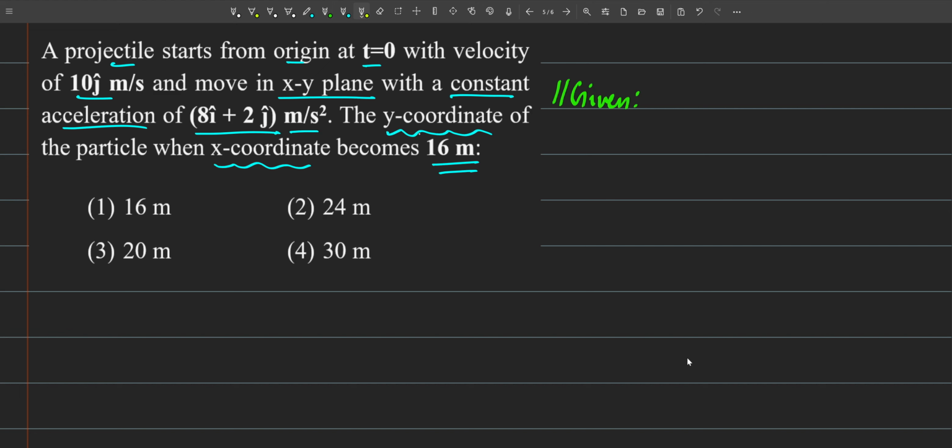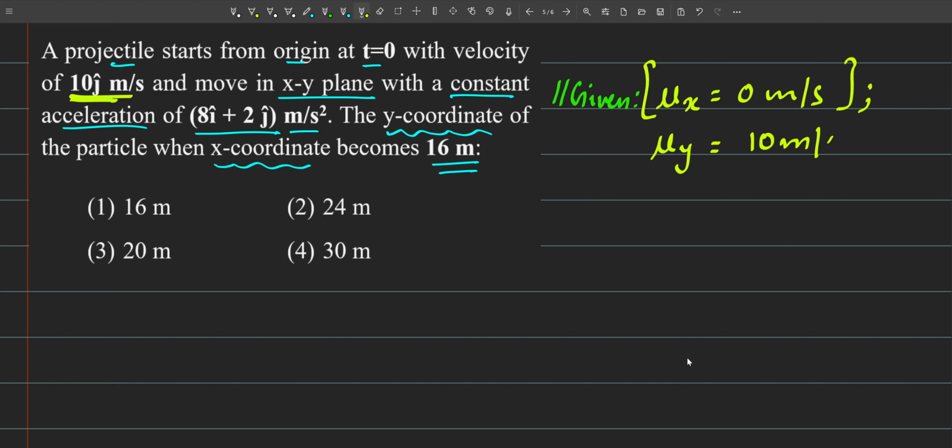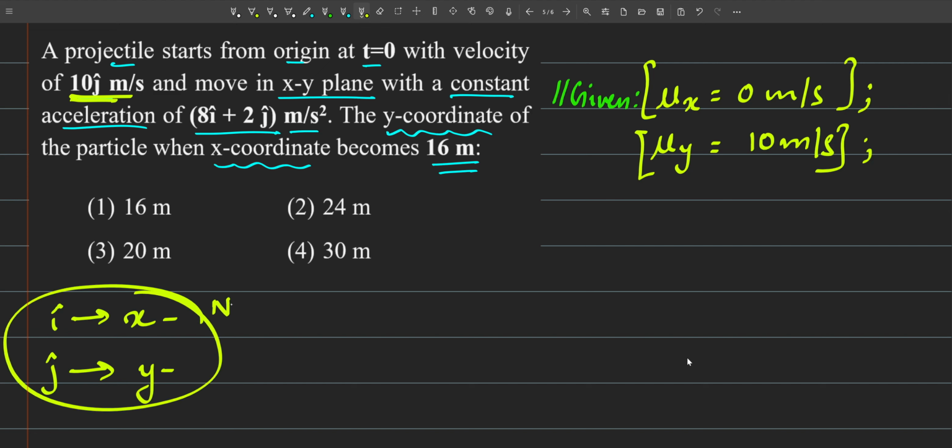Let's see what we are given. We are given that the initial velocity of x is 0, so ux is equal to 0 meter per second, and we are also given 10j meter per second. That means our initial velocity in y is equal to 10 meter per second. Basically, let me tell you, i cap corresponds to x, j cap corresponds to y axis. Okay, this is just for the note.